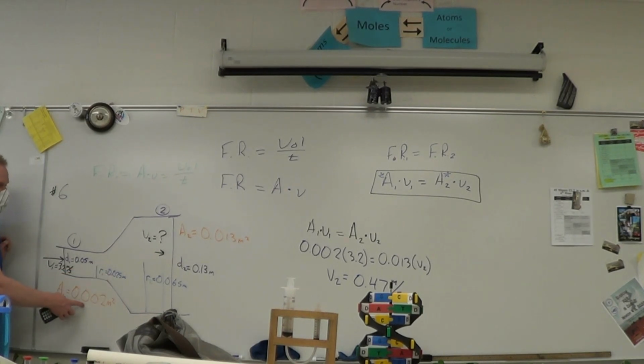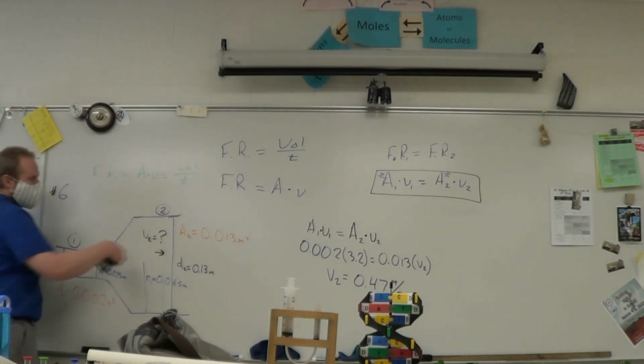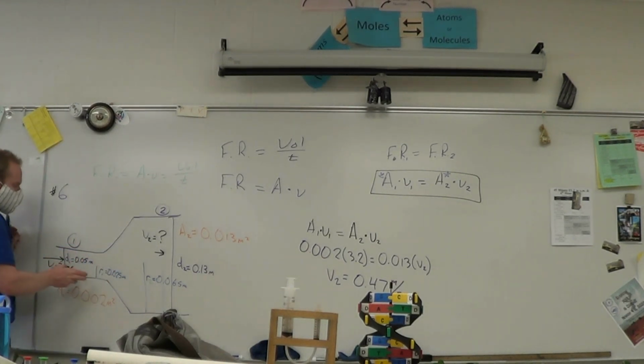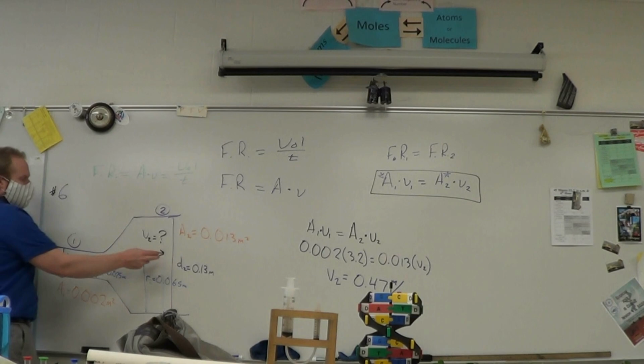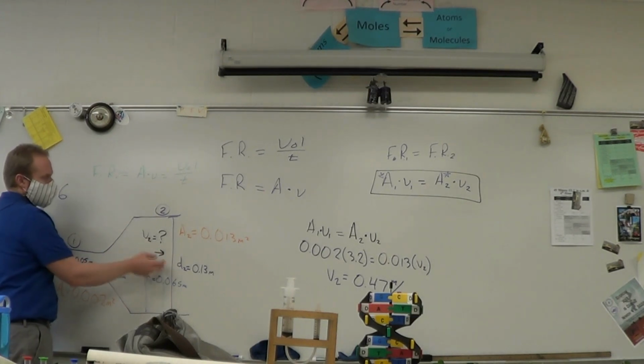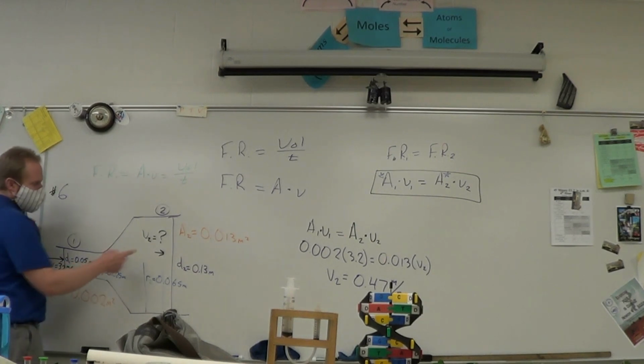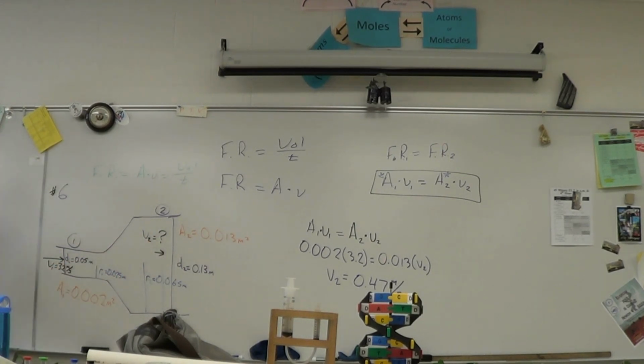Now this is a rounded value. I stored the number in my calculator. Pi times r squared gives me an area. That's a rounded number. I stored it in my calculator. Then I say A1 V1 equals A2 V2 because my flow rate here is equal to my flow rate here. So area times velocity is equal to area times velocity. So velocity is 0.47.